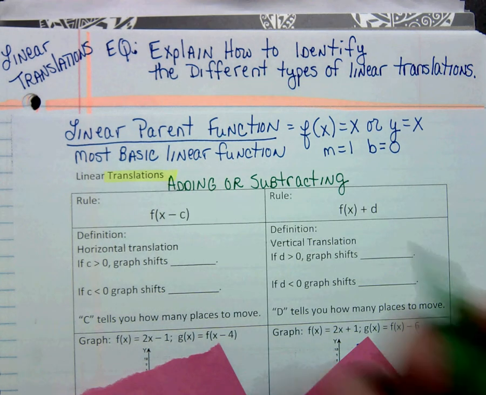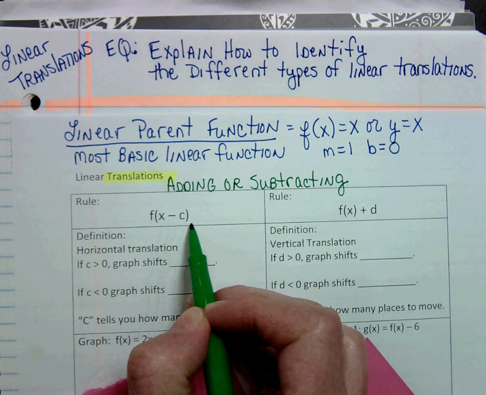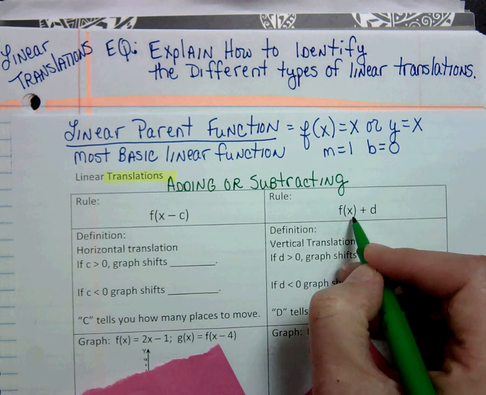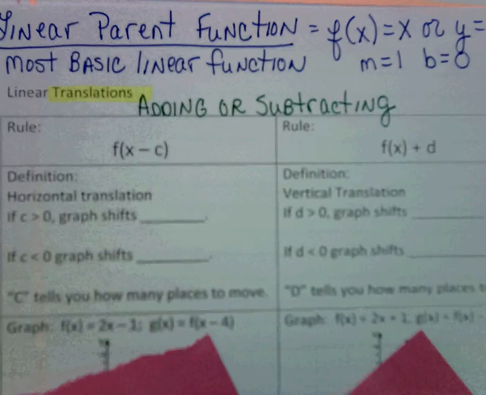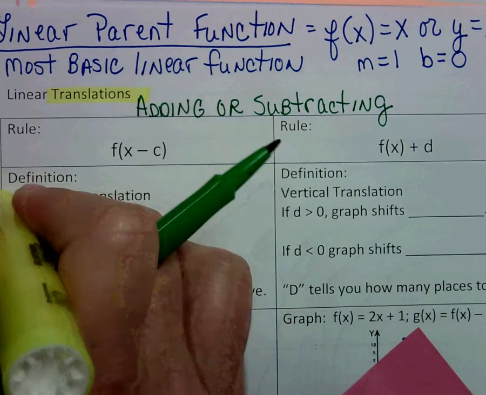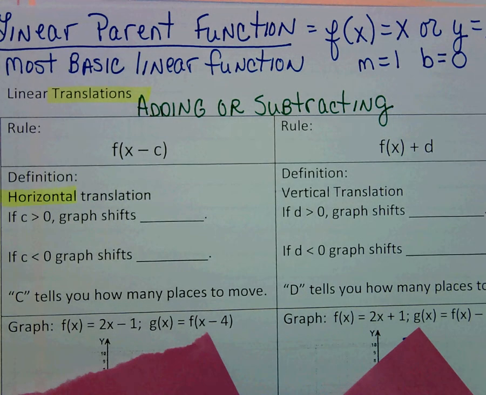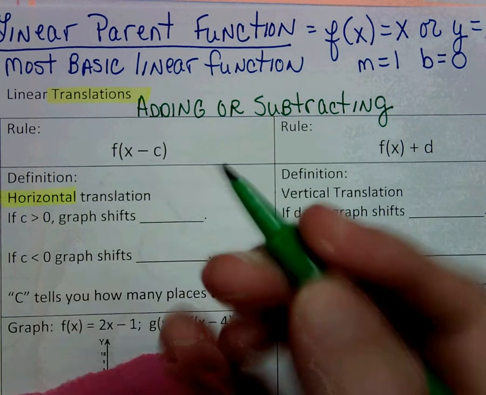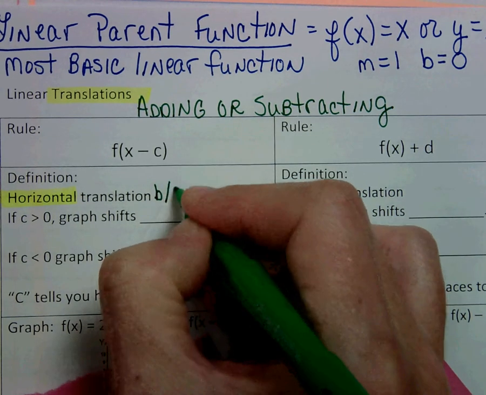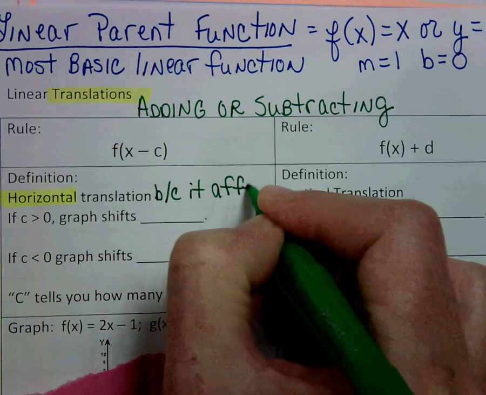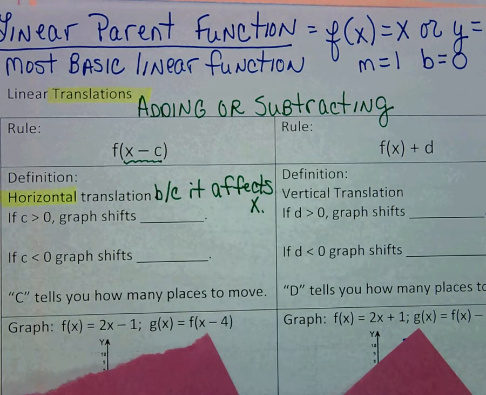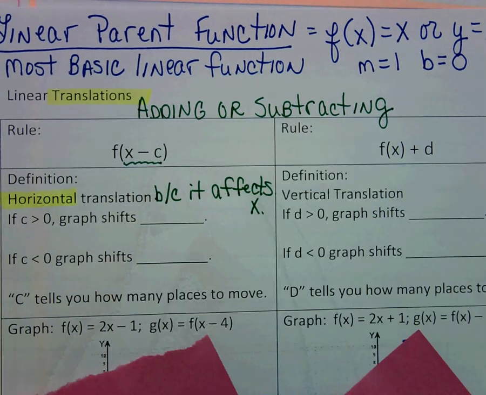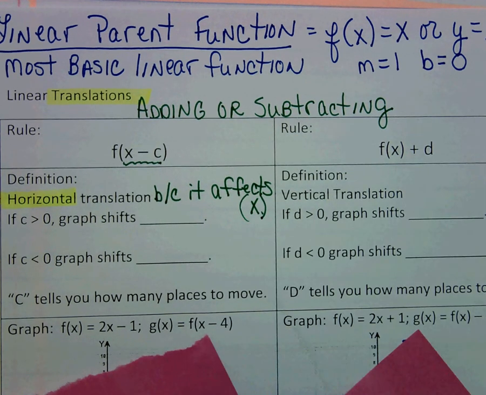Okay, so we have two rules here. We have f of x minus c, and we have f of x plus d. So two different types of translations. Okay, the first one is a horizontal translation. And the reason I know this is a horizontal translation is because it affects x. So what I want you to see right here is, do you see how the subtraction is in parentheses? We know that x is in parentheses. It's affecting the x. And so because it's affecting the x value, we're sliding, we're translating left or right.